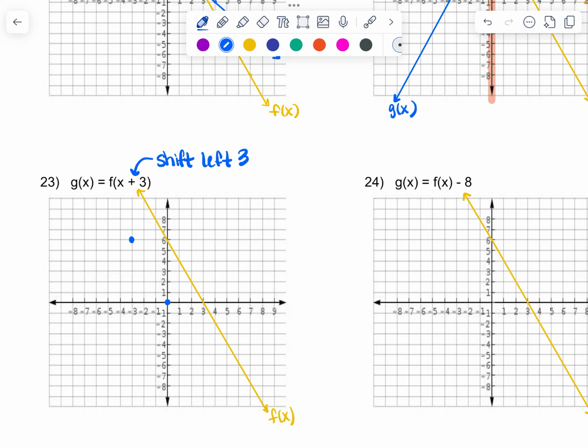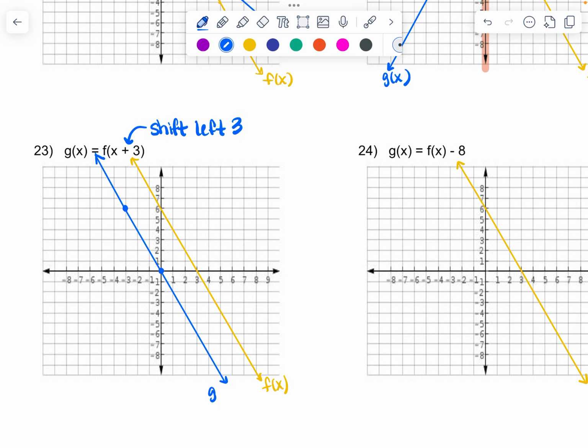Oh my gosh, the box is back. So just grab yourself a couple of points and shift them left 3. And again, the slope should be the same. We're not changing the slope. All right, so there's our new g of x.